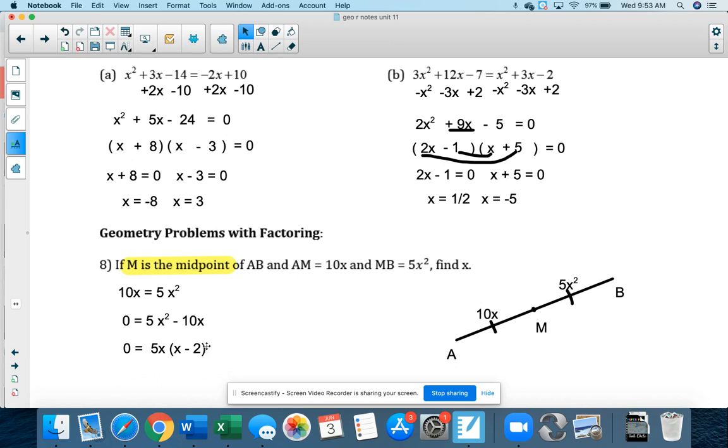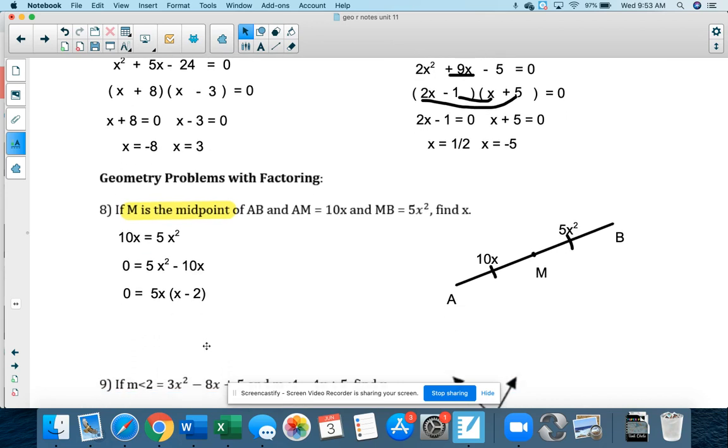I still do the same thing, even though it wasn't a trinomial. I factored out my greatest common factor. Now I set each factor equal to 0. So I'm going to set 5x equal to 0, and I'm going to set x minus 2 equal to 0. And then I just solve. Well, when I divide by 5, x just equals 0. I add 2, x equals 2.